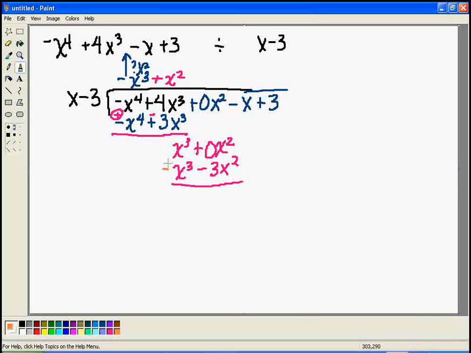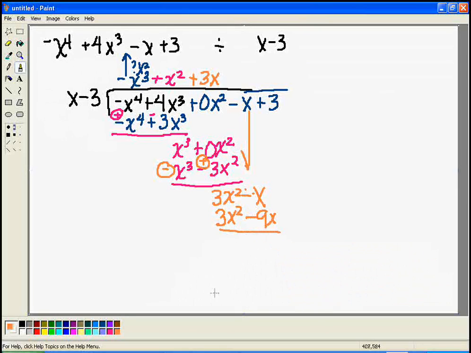So now I'm just going to make myself a reminder of what my sign should be. X cubed minus x cubed gives me 0, and x squared plus 3x squared gives me 3x squared. Now I'm ready to bring down my next term, which is a minus x. Okay, minus x. Now, what times x gives me 3x squared? That's going to be a positive 3x. So I get 3x times x gives me 3x squared. And 3x times a minus 3 gives me minus 9x.